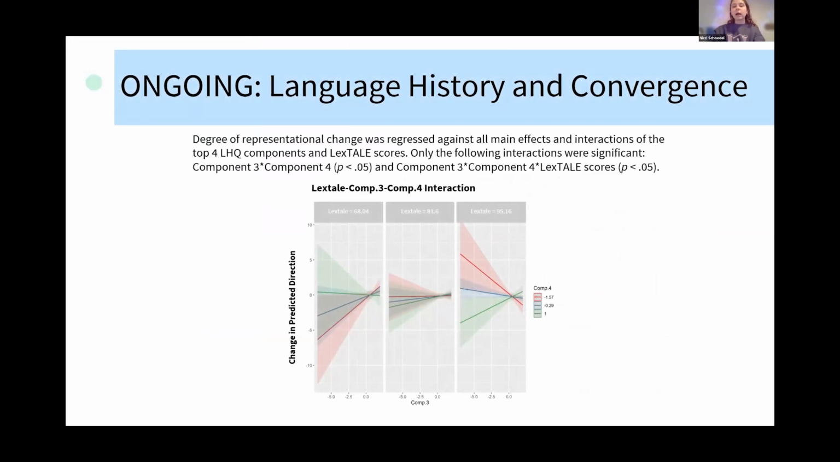So we then collapsed our data to add power to language history, and after performing these analyses, an interaction was found between language proficiency and components 3 and 4 of the principal component analysis, suggesting a possible relationship between language 2 intensity of use and proficiency that has an impact on representational change. However, the exact interpretation of these results is still being worked on.